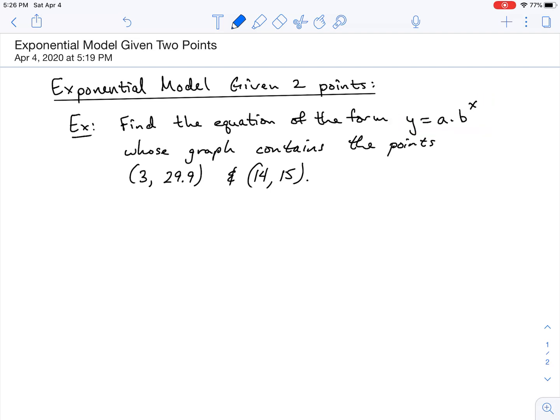Now what we're going to do is just plug in these coordinate pairs into the equation prototype here. So we have the y is 29.9 and the x is 3. And then we have the y is 15 and the x is 14. There's a few different ways of doing the work from here. I recommend just divide both equations.